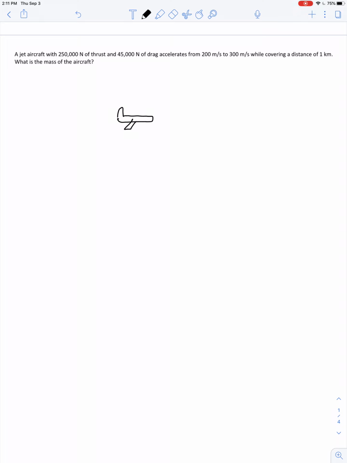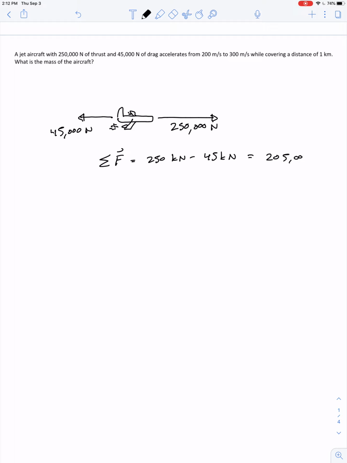Here we've got a jet aircraft. It has some forward thrust, but at the same time, it encounters some drag forces that push back opposite the direction of motion. So we'll draw a large vector in the forward direction. So that represents 250,000 newtons of thrust. And then we'll label a backwards force of 45,000 newtons of drag. So in this case, the net force would be the difference between them, right? So 250 kilonewtons minus 45 kilonewtons gives us 205,000 newtons of net force.